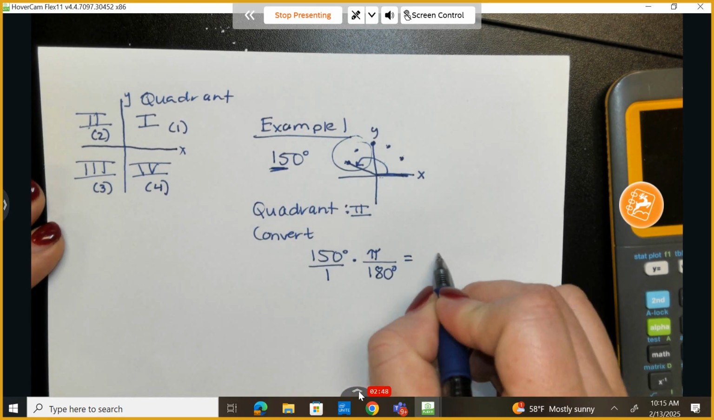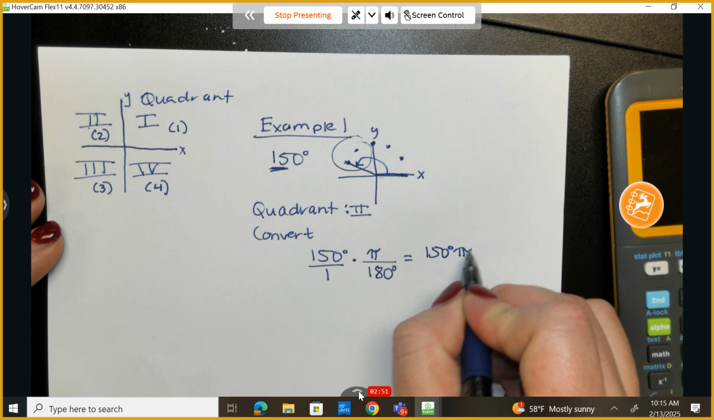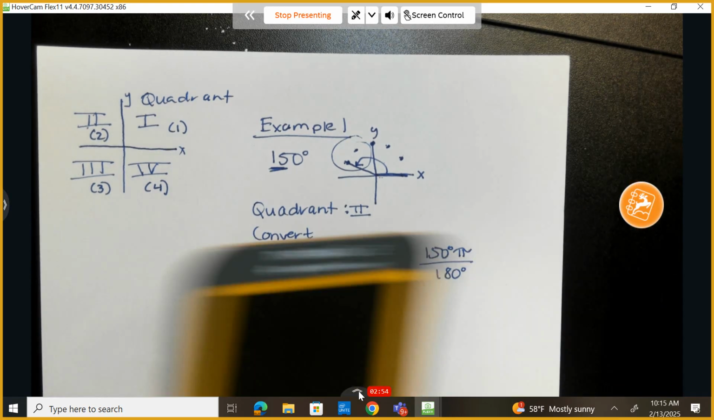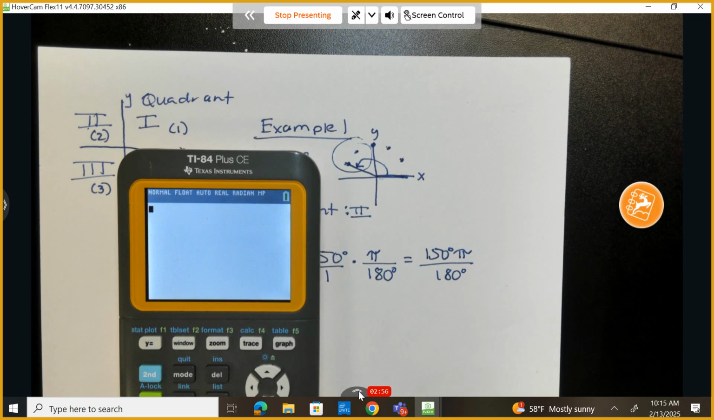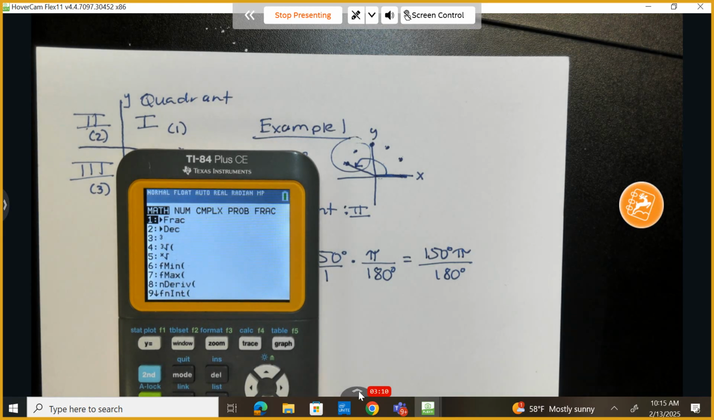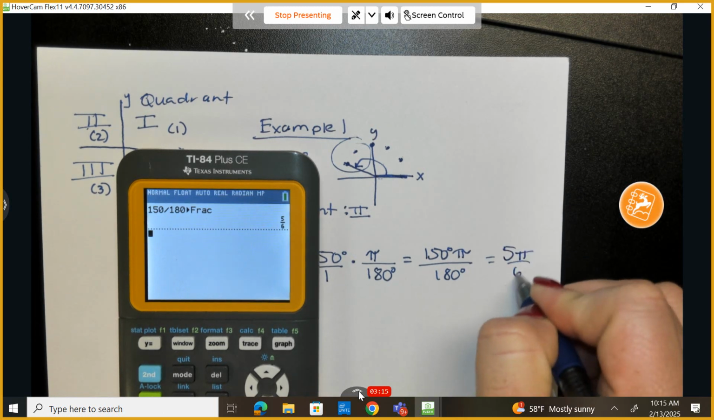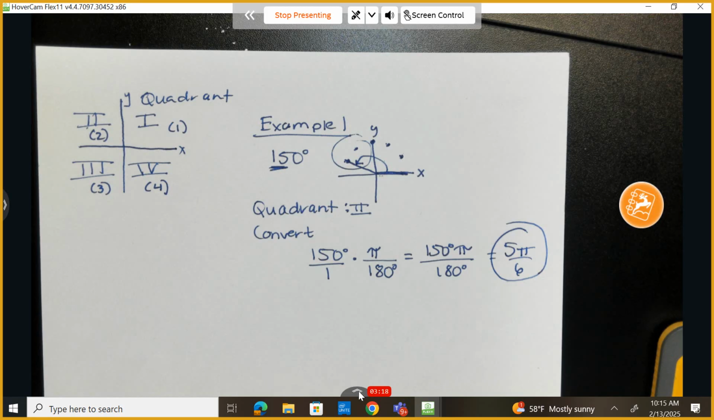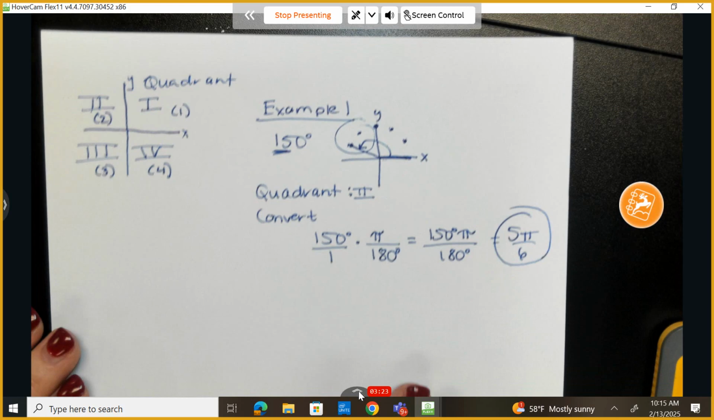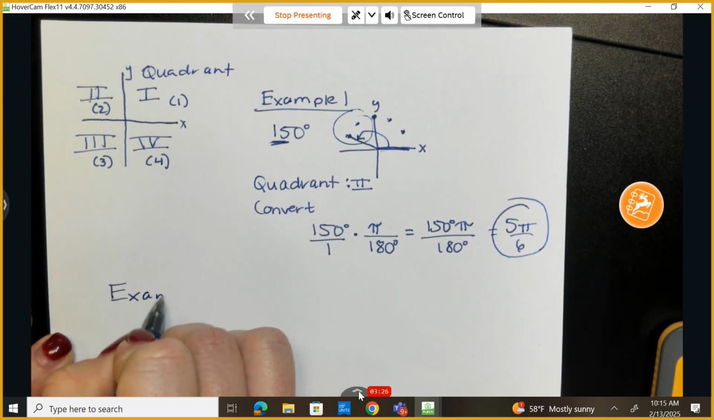On our calculator, this would be 150 over 180 with a pi on top. So we are not going to put the pi in. That's the mistake students make. What I'd like you to do is type in 150 divided by 180. Do not include the pi symbol. And now the calculator is going to reduce it for us. Hit math, fraction, enter, enter. This is equivalent to 5 pi over 6, and we're going to circle it. Does the pi always stay the same? Pi always stays on top. It does, yep. We're going to go on right now to example number 2.